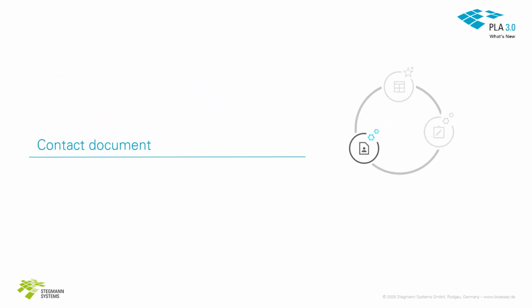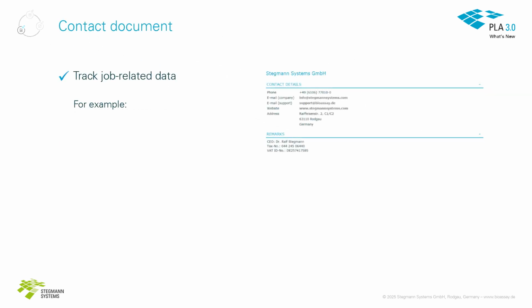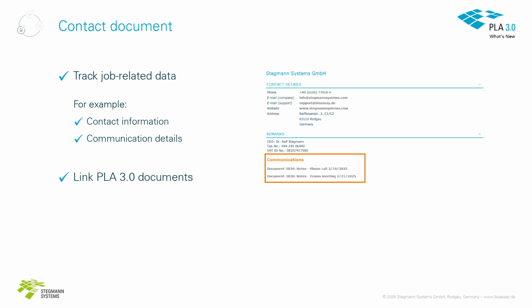The contact document allows you to organize personal and job-related information on the PLA 3 database. Use the contact document to track contact information and communication details related to the current database, project, or folder. You can also link other PLA 3 documents, like the note document. For example, to keep track of exchanges and meetings with a client.